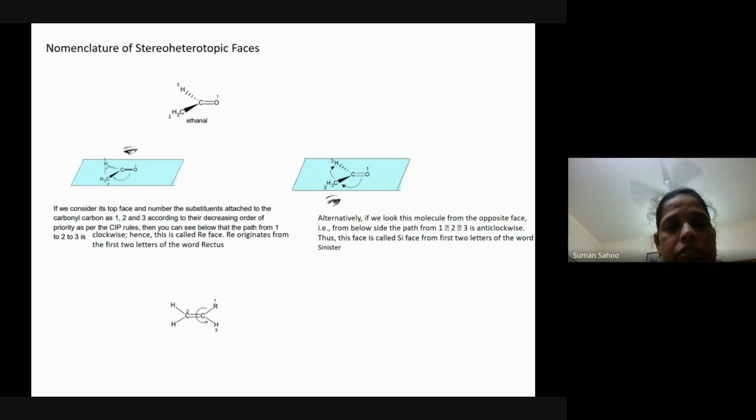Configurations can be assigned to your stereoheterotopic faces. Suppose consider this ethanol, for which we have done the Grignard reagent. If the attack is from the top side, then you just view it from the top side.